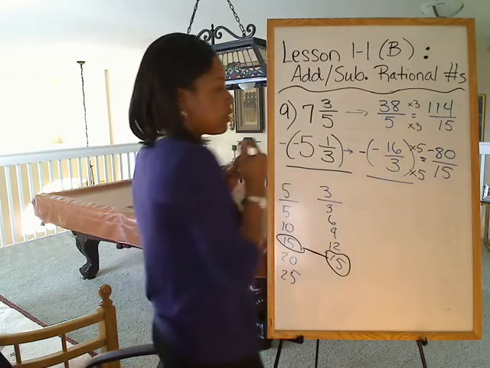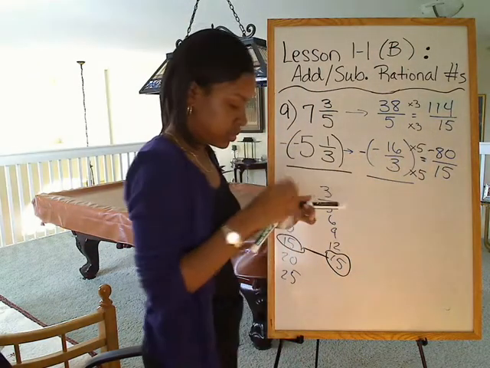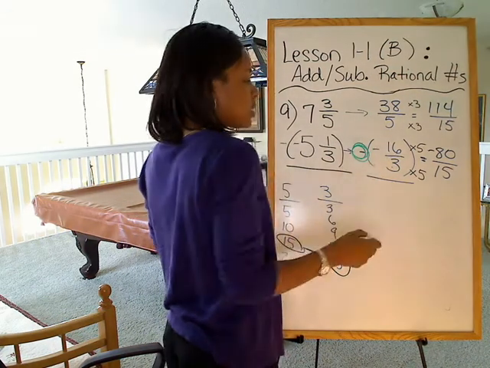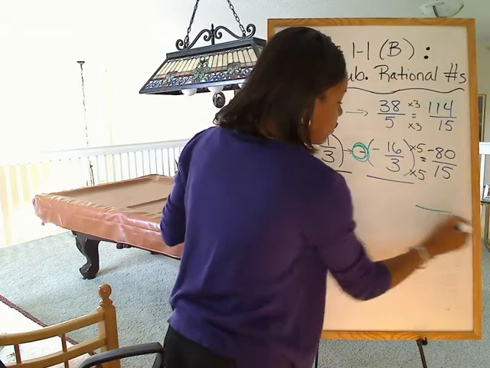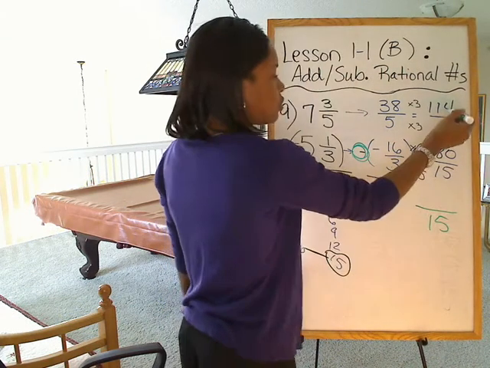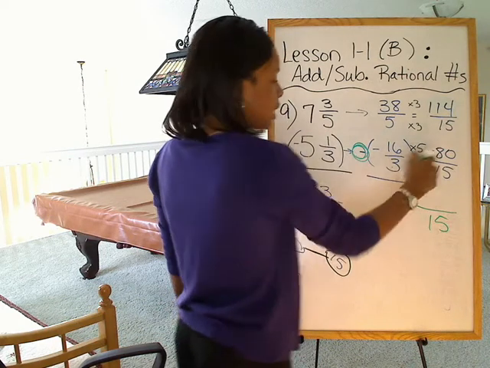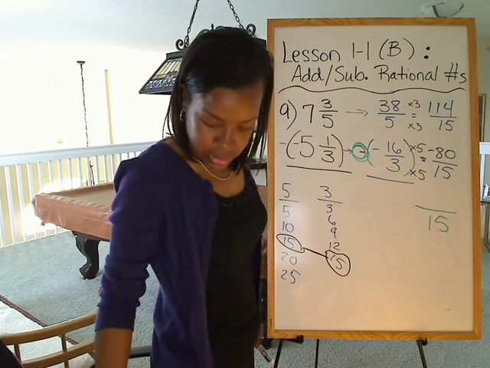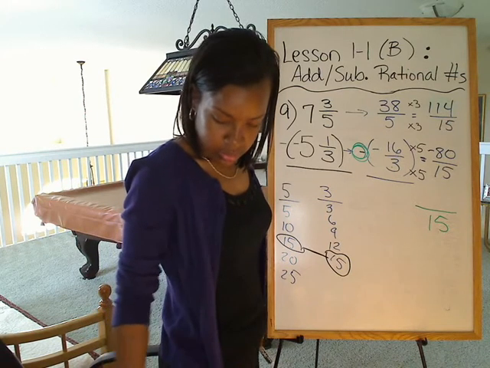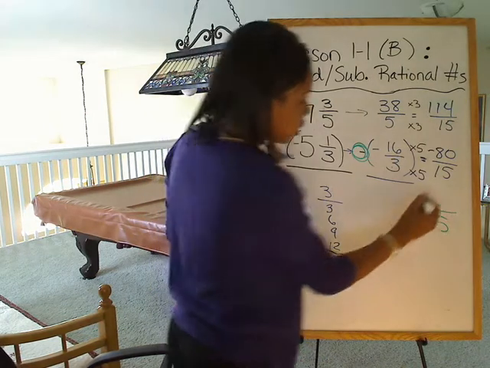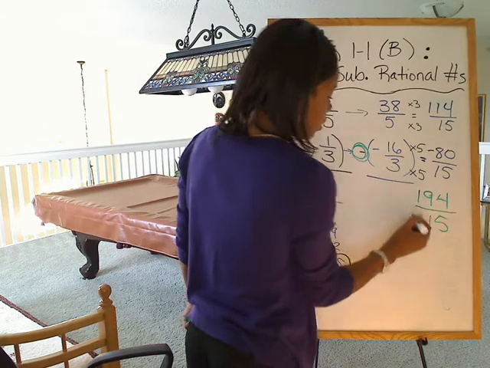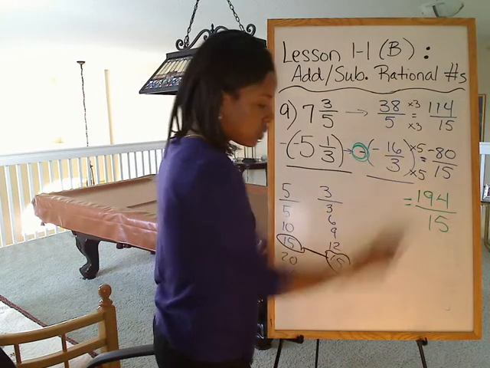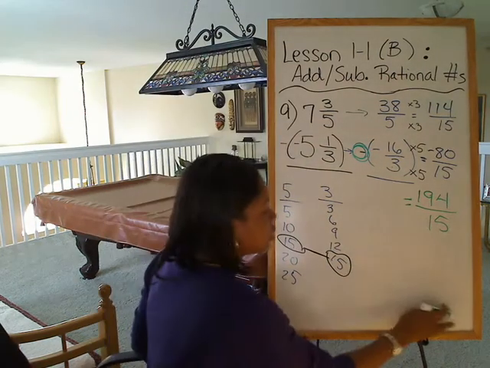Okay, so I have 114 over 15 minus, can't forget what I'm doing, I'm subtracting, negative 80 over 15. So 15 is going to be my denominator. Then I have to do 114 take away negative 80, which gives me 194 over 15. So I can leave it like that, or I can change it to a mixed number.